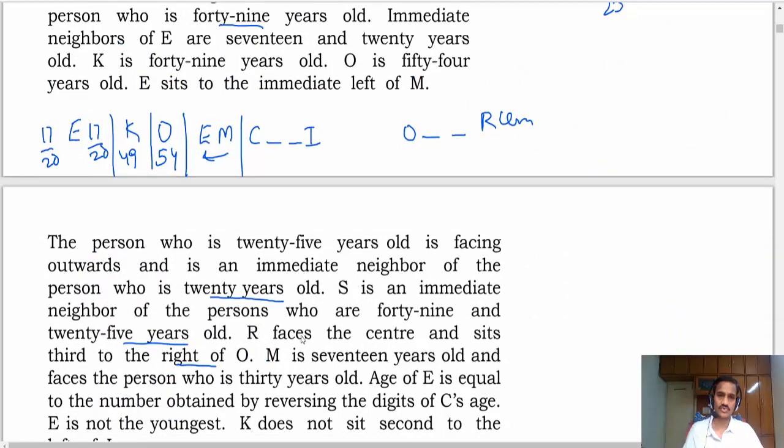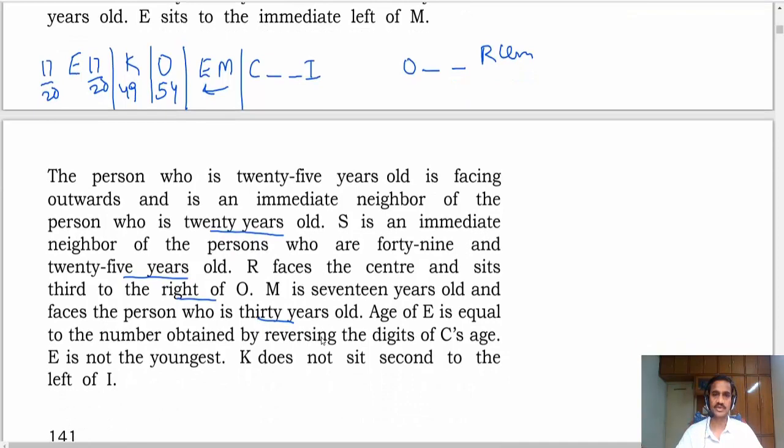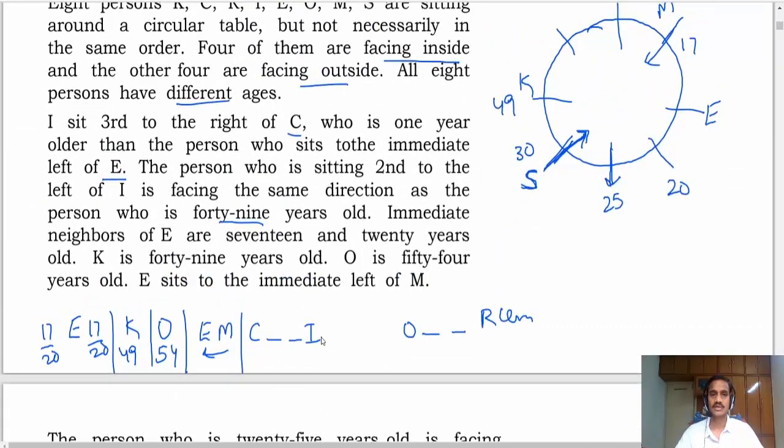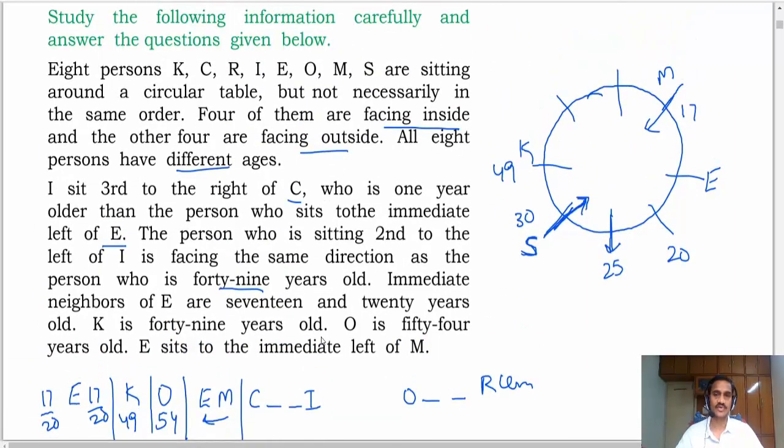M is 17 years old and is facing the 30-year-old. The age of E equals the number obtained by reversing C's digits. E is not the youngest. K does not sit second to the left of I.